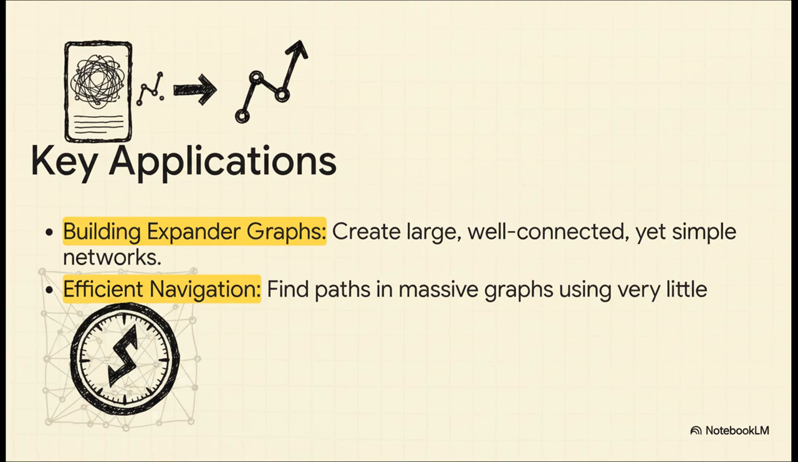So, the Zig Zag product really has these two world-changing applications, with effects in fields from network design all the way to cryptography. First, it gives us a clear recipe to build better networks, ones that are huge, robust, and yet somehow simple. These expander graphs are critical for things like resilient communication systems and even error-correcting codes. And second, it powers algorithms that let us navigate these networks with unbelievable efficiency, solving problems that we once thought were pretty much impossible to compute.